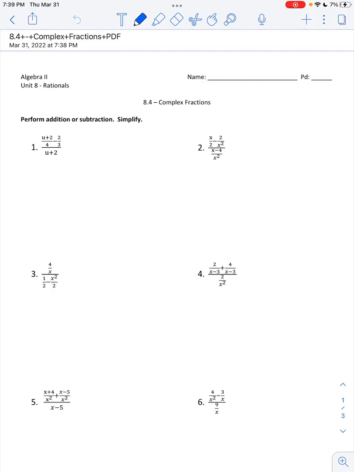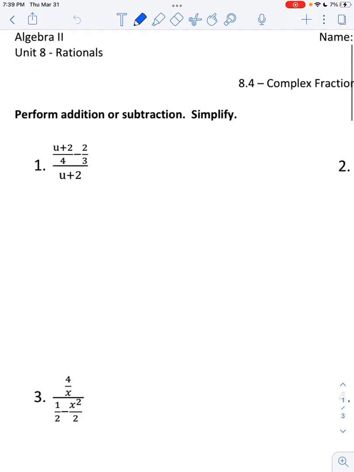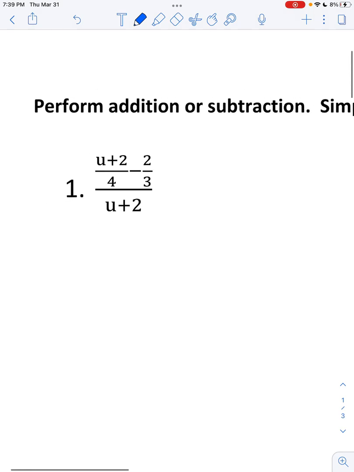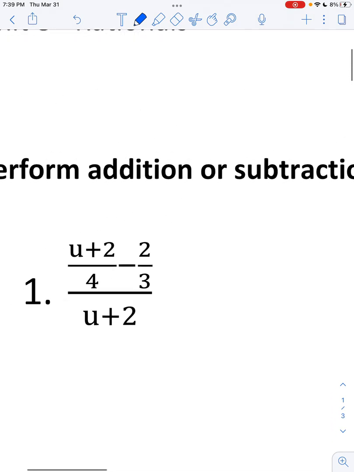All right, so what we're doing here for complex fractions is essentially you're going to see a set of fractions divided by or over another set of fractions. So something like this, where we have a group of fractions on this top part and then just something else in the denominator here. So the way we're going to simplify complex fractions such as these is the trick is just focusing on one section at a time.